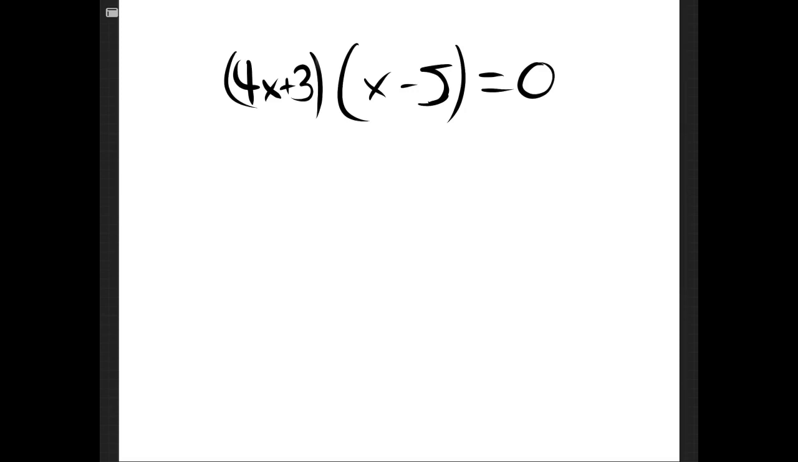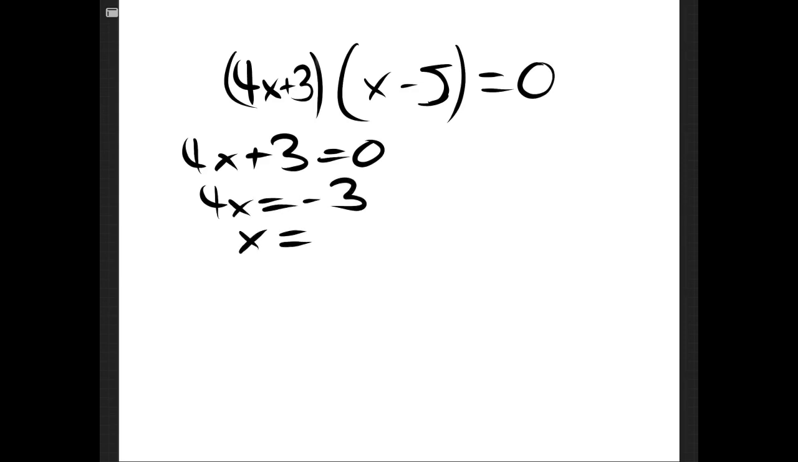So, how do you solve this? It's really simple. All you have to do is just try both solutions. So you get 4x plus 3 equals 0, 4x equals negative 3, x equals negative 3/4. Now that is one solution.